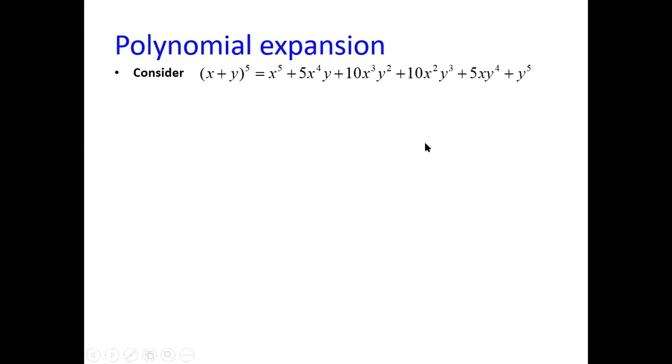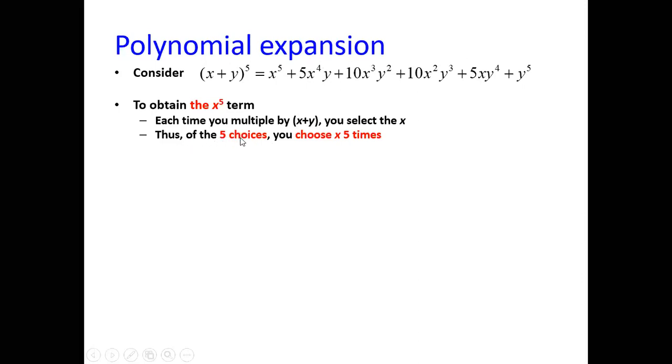If you have (x plus y) power 5, how do we know these coefficients 1, 5, 10, 10, 5, and 1? For each term here, we take the combination of it for x. For example, to obtain x power 5, we have x multiplied by x 5 times. Thus, of the 5 choices, we choose x 5 times. So it will be the combination of 5 from 5, which is 1.